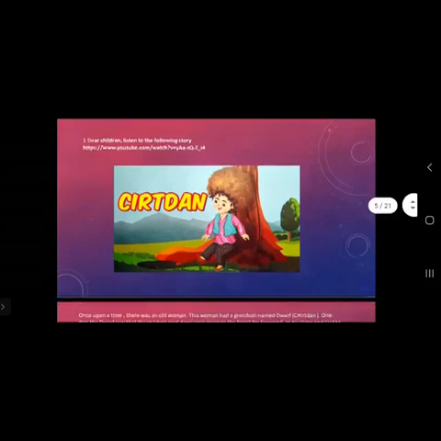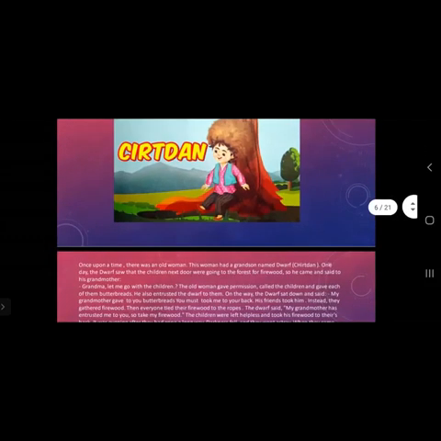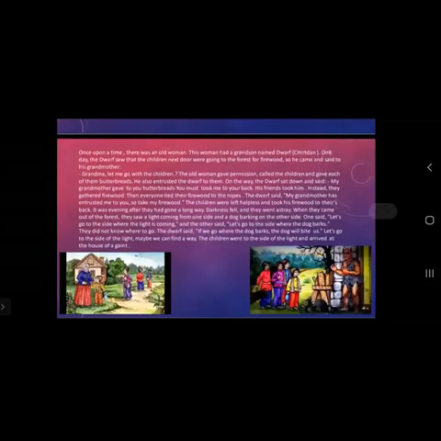And now I will read a little about our story. Once upon a time, there was an old woman. The woman had a grandson named Dwarf, Chirtan. In Azerbaijan, it is Chirtan. Chirtan is a little boy, but Chirtan was very clever.